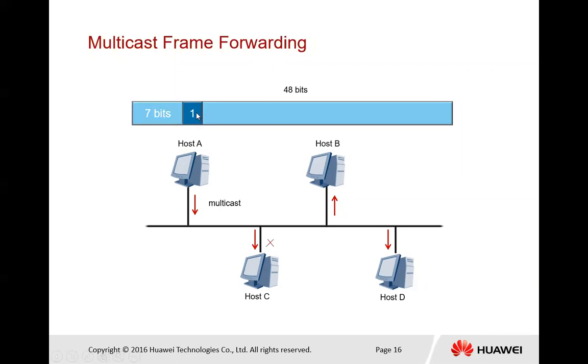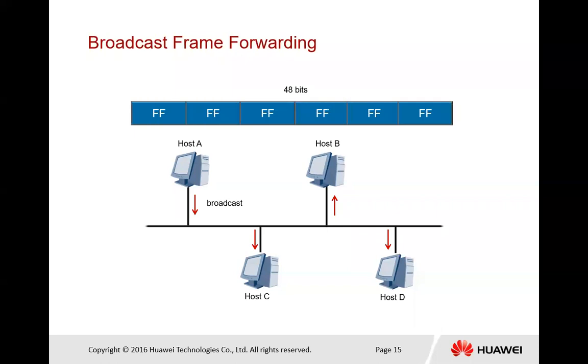Because in the case of unicast, if the 8th bit is 0, that means it is a unicast address. If you are talking about the multicast address, that means the 8th bit is 1. That tells it is a multicast frame forwarding. So after multicast, we have broadcast frame forwarding.